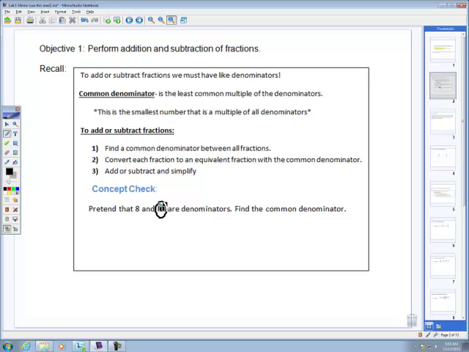20 is also not a multiple of 8, so we have to go to the next multiple of 10, which will be 30. 30, again, not a multiple of 8, because it will not divide 8 evenly. The next multiple of 10 will be 40. 40 is a multiple of 8. 40 will divide 8 evenly. So therefore, 40 would be our least common multiple between 8 and 10.